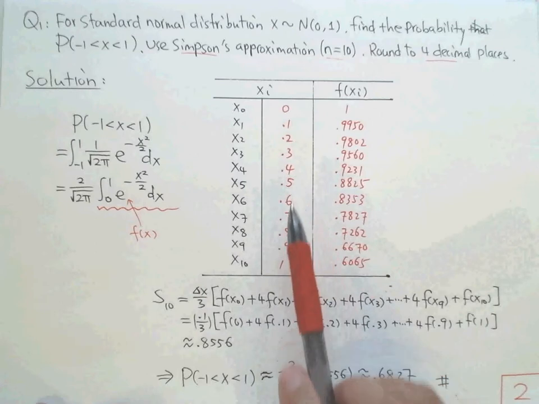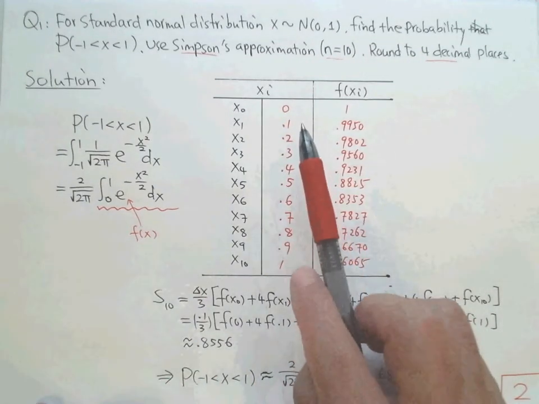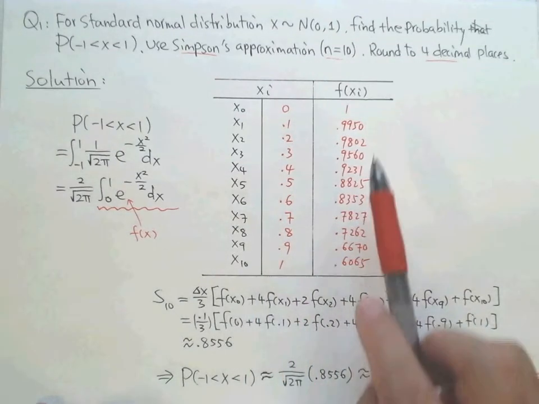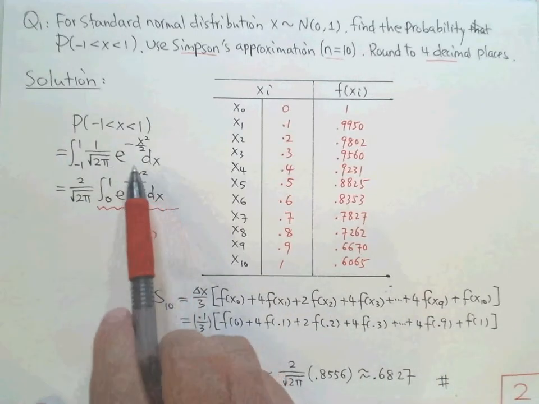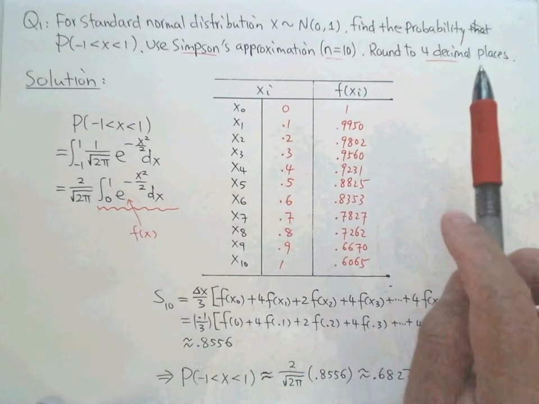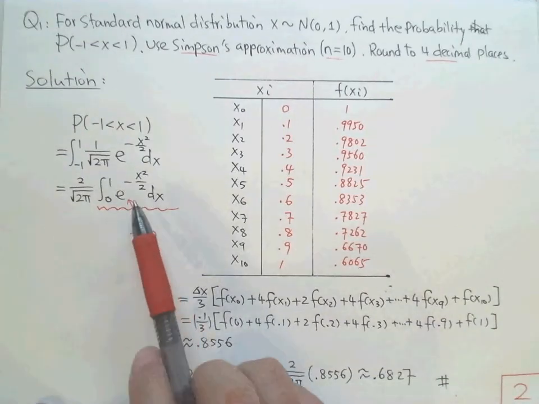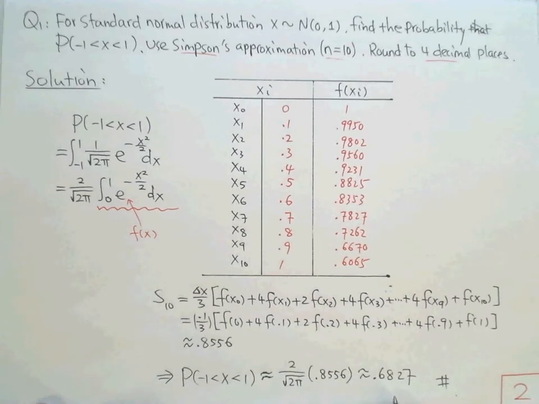Okay, this is in the topic of approximation. If we already have the x values here and the f(x) values put here, we have everything for the formula. After calculation, we find that for n = 10, the approximation for this integral is 0.8556, around four decimals. Then, times the coefficient, this is the probability.